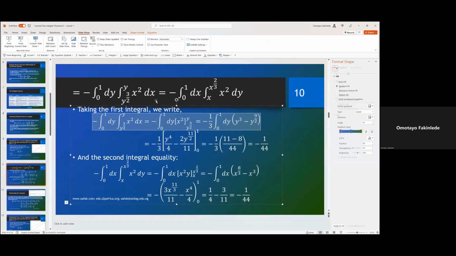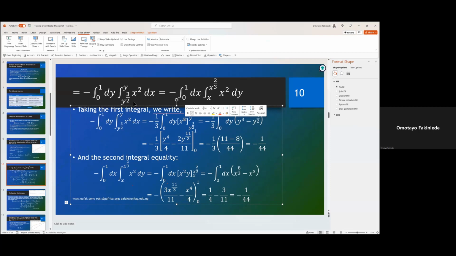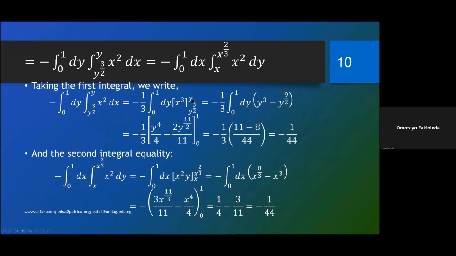Okay, so this integral here, the integral of x squared is 1 over 3 x cubed, but this is being evaluated from y to the power 3 over 2 to y. So you are going to substitute y, you get this. When you substitute y to the power 3 over 2 negative, you get this. And then you are now going to integrate this complicated quantity with respect to y. When you do that, the first expression gives you, minus 1 over 3 is out here, the first expression gives you y to the 4th over 4.